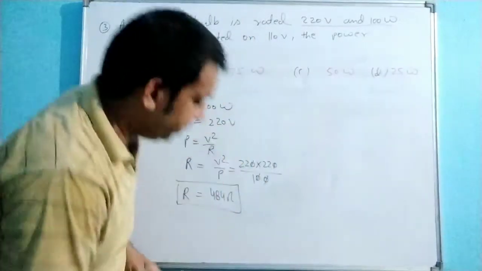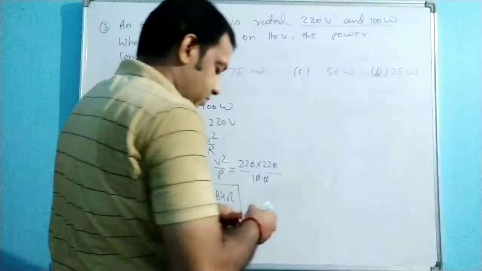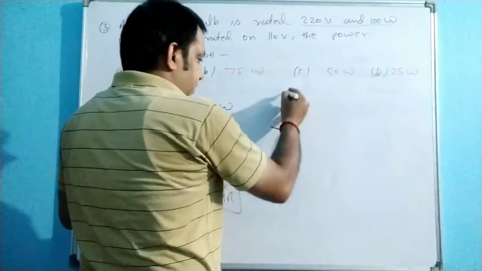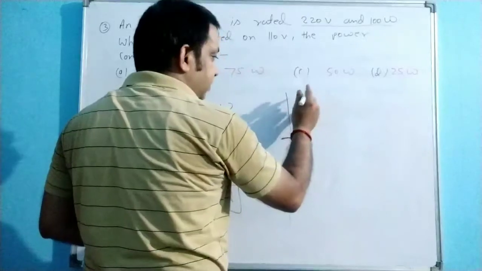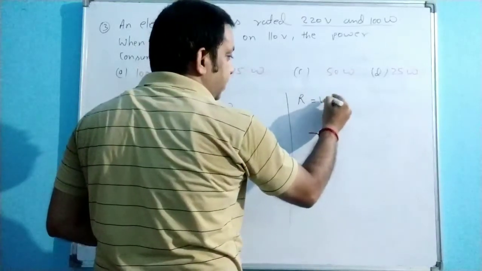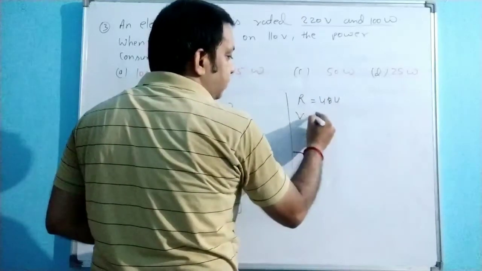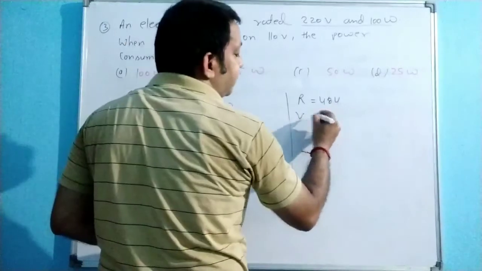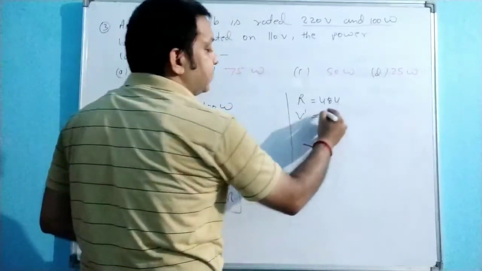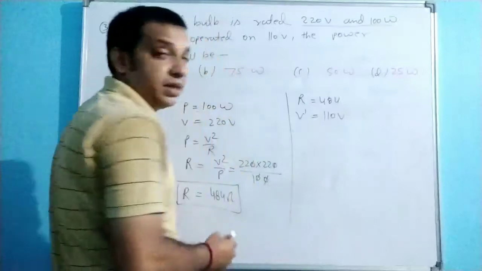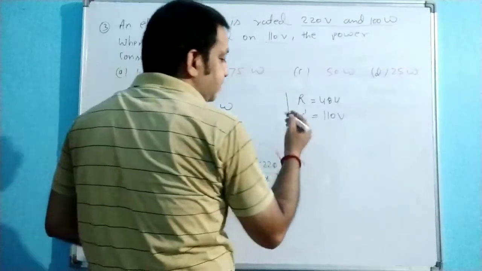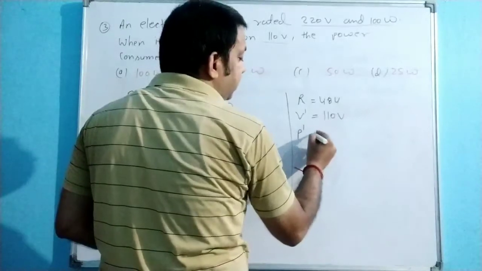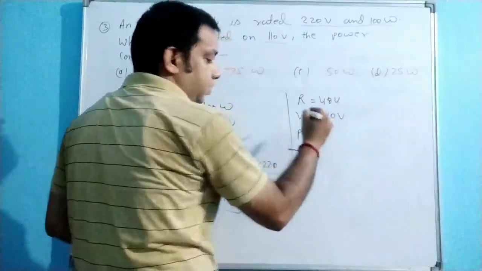So we have calculated the value of the resistance. Now the new resistance is how much? 484, and the voltage this time is how much? V dash, and the new supply is 110 volt in the given question. Now we are connecting the bulb with the 110 volt supply, and we have to find the new power. Right? P dash is what?